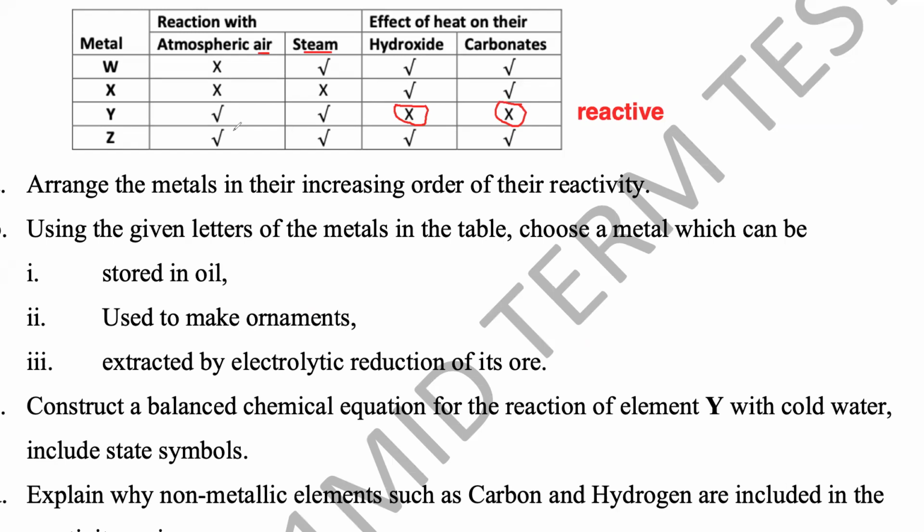Look at this one. This one can't react with air, but can react with steam. So it's a little bit reactive, yet this one cannot react with air, cannot even react with steam. Therefore, X is the least reactive element, because it cannot react with any of those things. But in a compound, when we heat them, they are able to decompose. But because they can't react, they are the ones we're going to put at the very end.